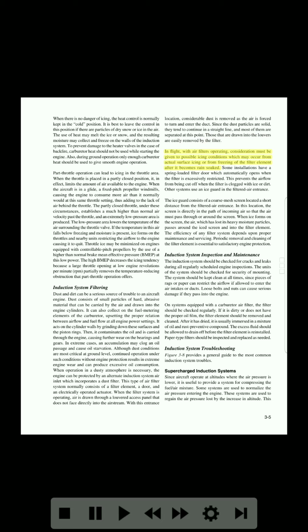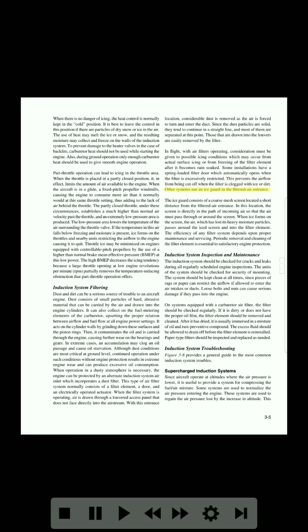In flight, with air filters operating, consideration must be given to possible icing conditions which may occur from actual surface icing, or from freezing of the filter element after it becomes rain-soaked. Some installations have a spring-loaded filter door, which automatically opens when the filter is excessively restricted. This prevents the airflow from being cut off when the filter is clogged with ice or dirt.